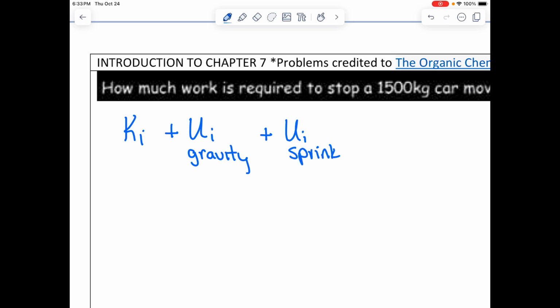So far, so good? It says spring, but okay. I'm actually going to put that as a little subscript. You're doing great. I know I am.